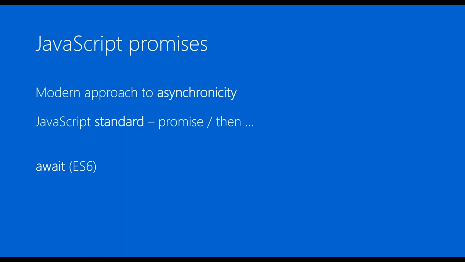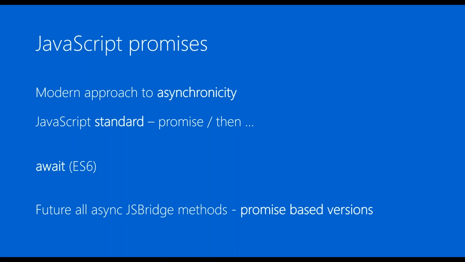And for ECMAScript 6, there are also the async and await keywords, which are basically where we want to get. Currently, not all the browsers fully support ECMAScript 6, but once they do, async await can be used, and async await actually builds on top of promises. In future, we want to have all asynchronous JavaScript methods promise-based, or have promise-based versions of those calls.